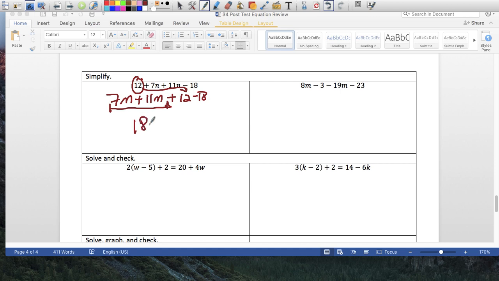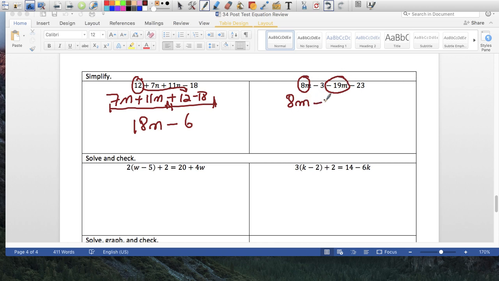11 plus 7 is 18n. And then 12 minus 18 is going to give you negative 6. Remember, I cannot combine these two because they're not like terms. Let me move things around. Again, please be careful when you move around, because you're also moving the sign that comes right before it.